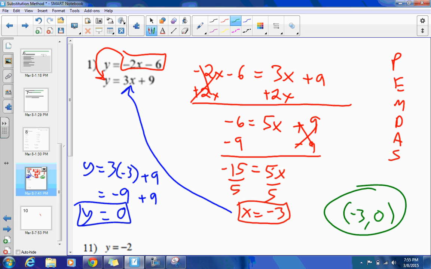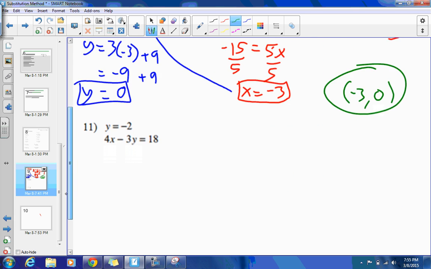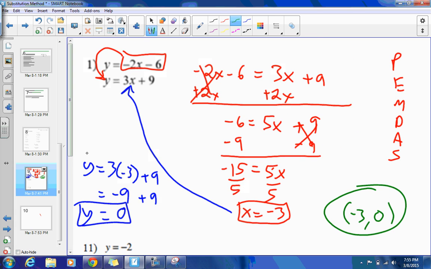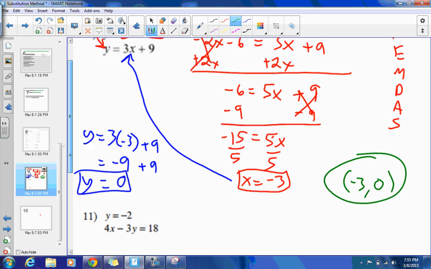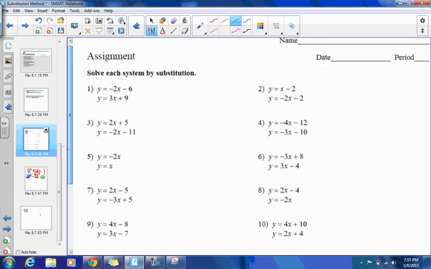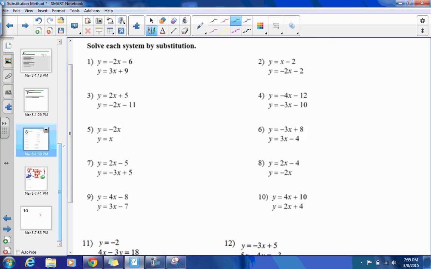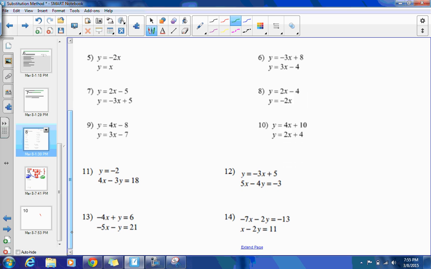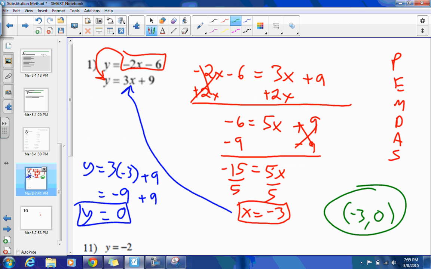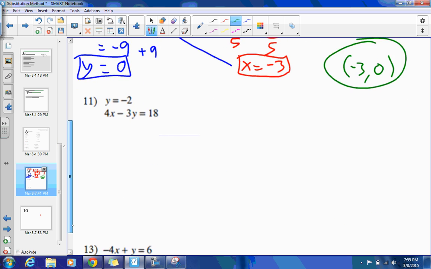Okay, we're going to make this one a little bit different. These aren't both solved for a variable here. In number 1, they were both solved for a variable, and if you look, numbers 1 through 8 are all going to be solved for y, so you can do the same steps for those. But looking at the last 4, number 11, only one of them is solved for a variable. So we just have to use that one.